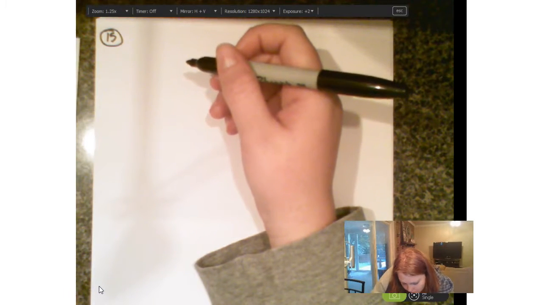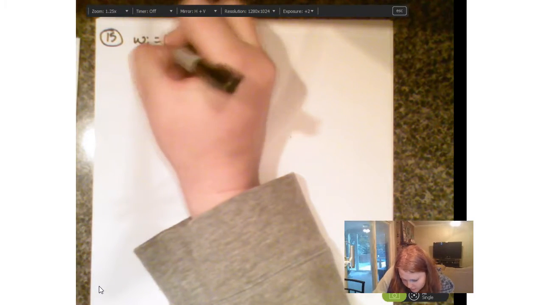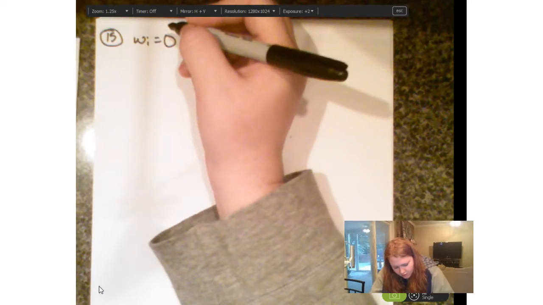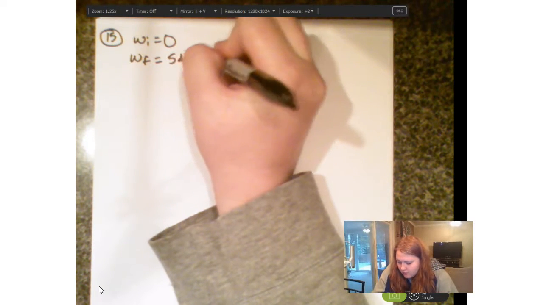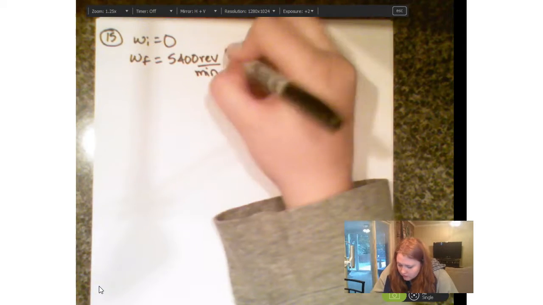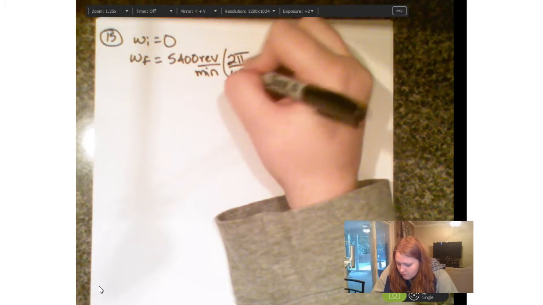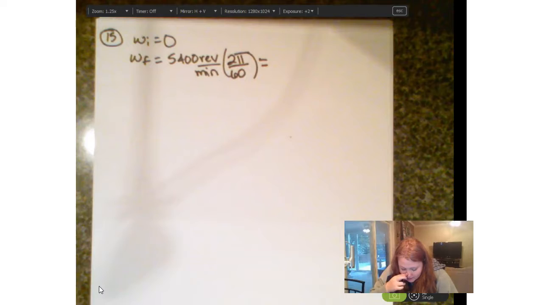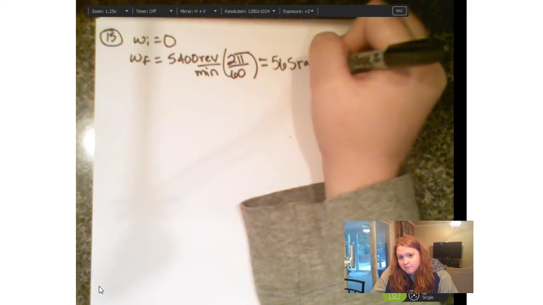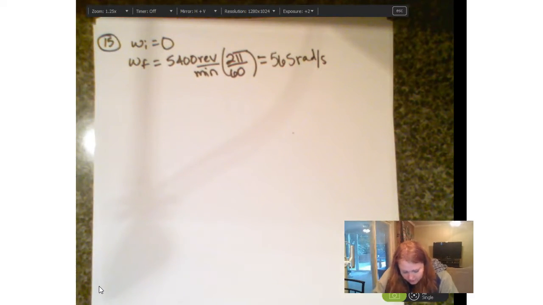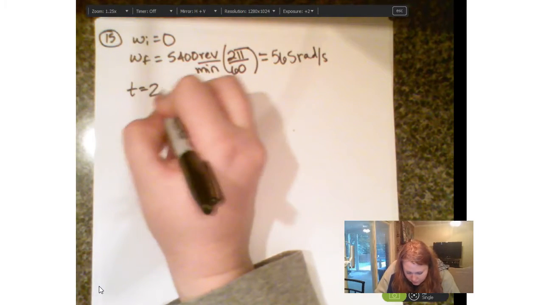15. The disk in a computer disk drive spins up from rest, so omega i equals 0 radians per second, to a final angular speed of 5400. So omega f is 5400 revs per minute. I'm automatically going to change that to radians per second by multiplying by 2 pi over 60. That gives me 565 radians per second. And let's see, a time is given, 2 seconds.